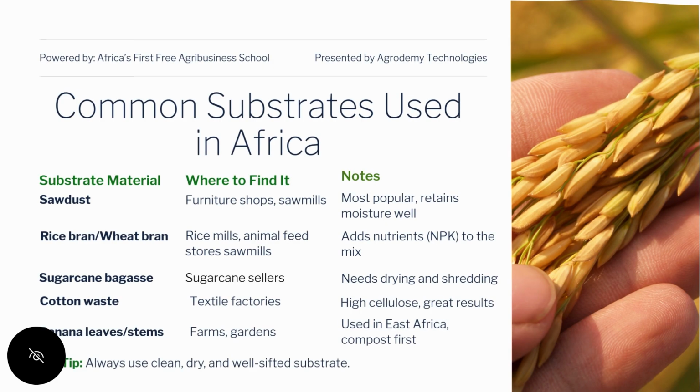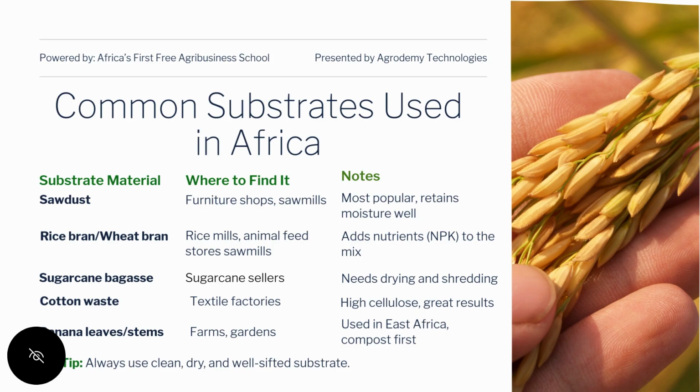What are the common substrates used in Africa? Sawdust. What is sawdust? Sawdust is the dust that comes out from wood when people are trying to cut wood. You find this in furniture shops and sawmills, and it is the most popular substrate we use in Africa because it retains moisture well. Then we also use rice bran or wheat bran. You find this at rice mills, animal feed stores, or sawmills, right? And this particular rice bran and wheat bran is what adds the NPK to your mix, right?